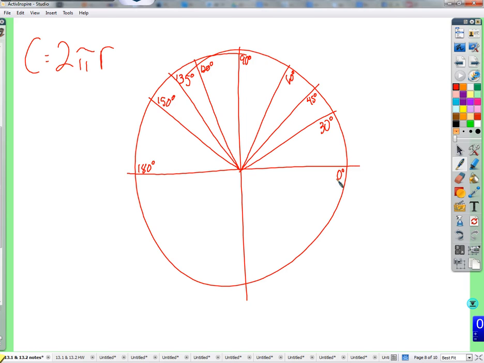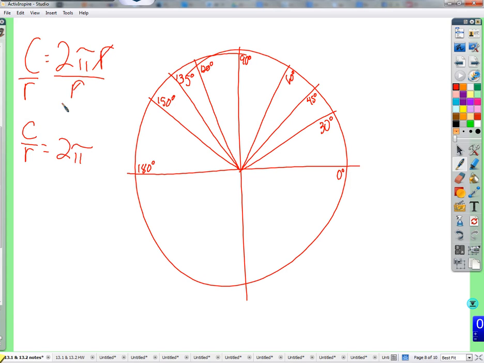So the full circumference is 2 pi r, so the number of radians is equal to how big the ratio is of the arc length to the radius. Okay. So we take the circumference and divide it by r, and a full circumference over a radius is equal to 2 pi, because the r is being cancelled out.